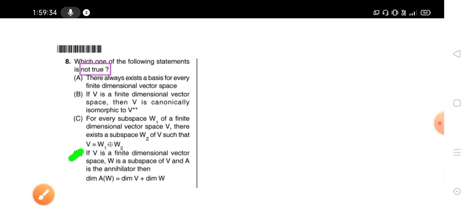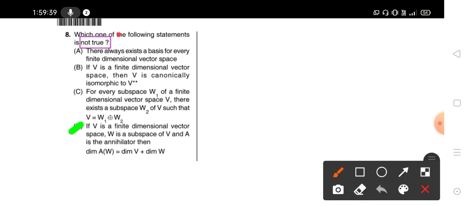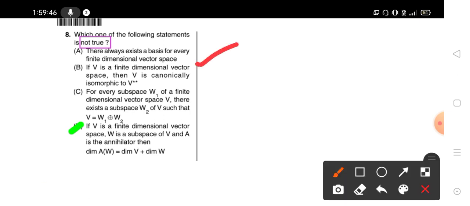Next question. Which one of the following statements is not true? Here given not true, other options are correct. There always exists a basis for a finite dimensional vector space. This is true. If V is a finite dimensional vector space, then V is canonically isomorphic to its double star. And this is also true. For every subspace W1 of a finite dimensional vector space V, there exists a subspace W2 of V such that V equal to W1 plus W2. This is also true. This is the wrong option.